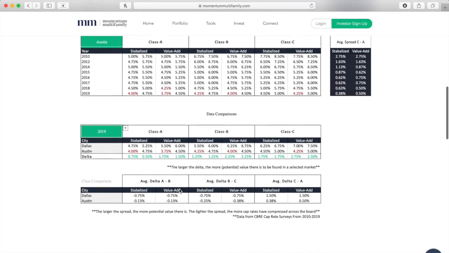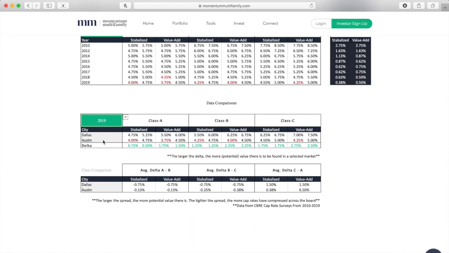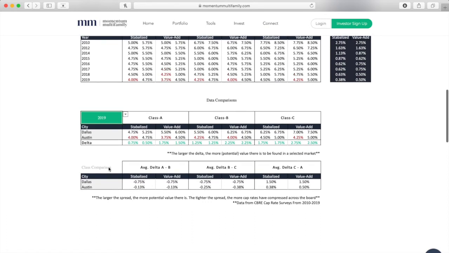So really interesting statistics to look at. You can play around with looking at different cities over time. It's really a pretty interesting tool. And whatever cities you put here are going to be carried through down here as well. So this is just showing the average delta between the different asset classes. If I want to see what's the difference between A and B, B and C, and then C and A, this is what that's for.